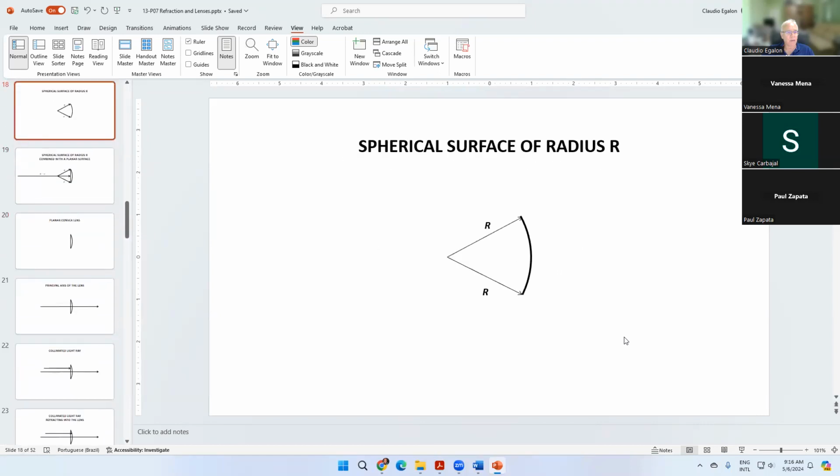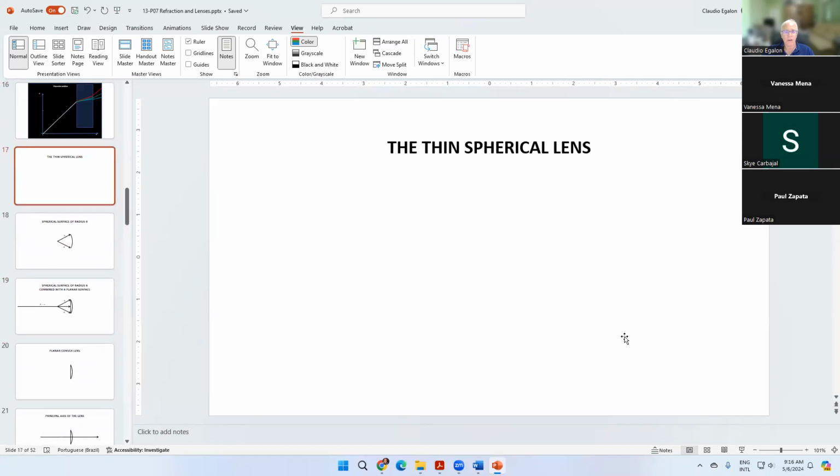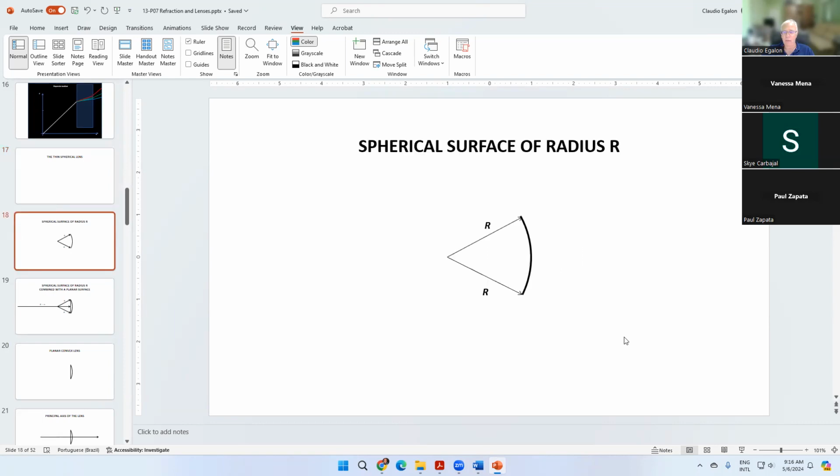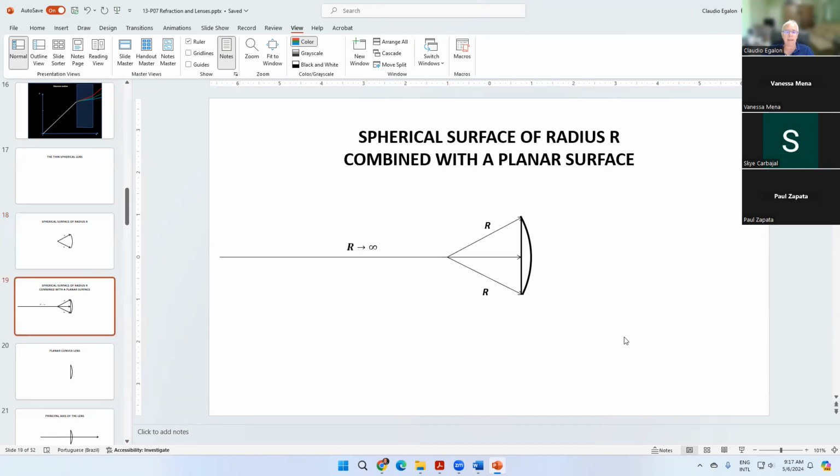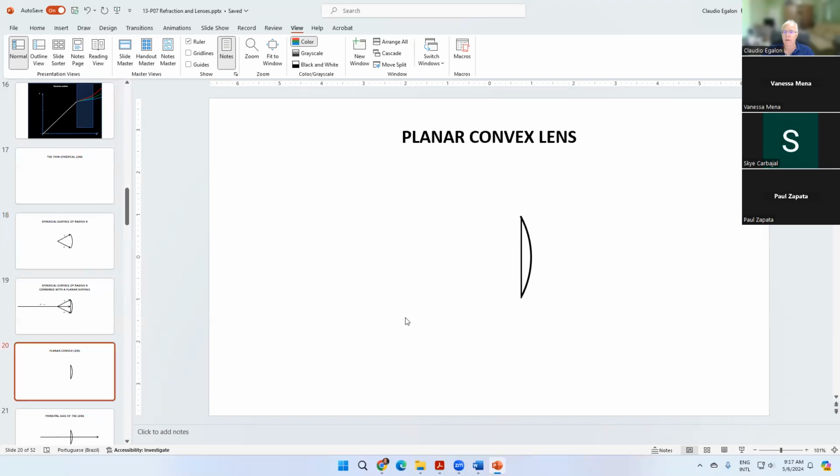So we're talking about spherical lenses. Okay, a spherical lens is made up of a spherical surface, a section of a spherical surface. In this case, radius r. And let's start with the simplest type of positive lens, which is the planar convex lens. The surface is convex, the surface is planar. The convex surface has a radius of curvature r. The planar surface has a radius of curvature infinite. Here you go, planar convex lens.